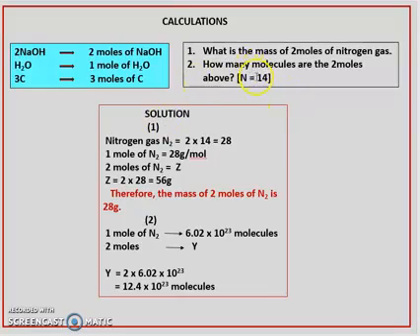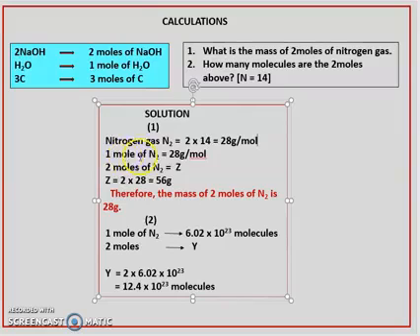Nitrogen from here has the atomic mass of 14, right? But nitrogen gas, which is the molecule, is diatomic. So we have 2 times 14, which will give you 28. So the molar mass of nitrogen gas is 28 grams per mole. Are you getting it? Now that we have the molar mass of nitrogen gas, what it means is that 1 mole of nitrogen gas weighs 28 grams. Are you getting it? And the question says, what is the mass of 2 moles?